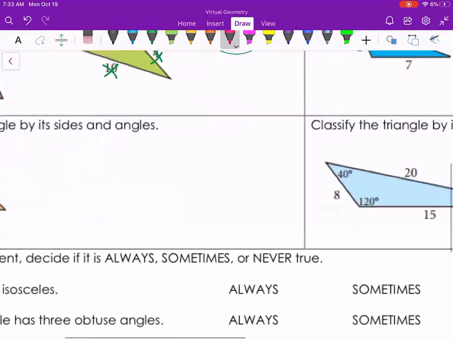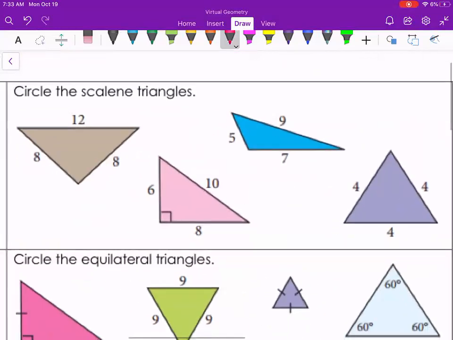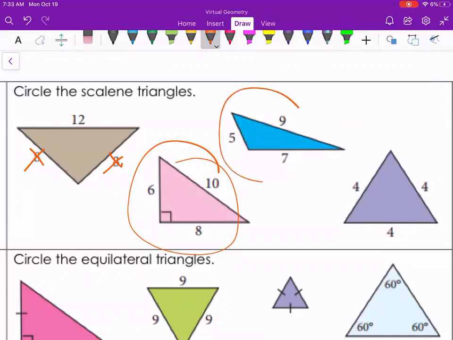All right, let's check out the other column. Now we're looking for the scalene triangles, which means all sides are different. There are no congruent sides. So this first triangle has two 8s, two sides the same, it's out. We have one next to it, 6, 8, and 10. All different, that could work. Next one over, 5, 7, and 9. All different, that one can work. Our last one, 4, 4, and 4. All the same, not gonna work for us.